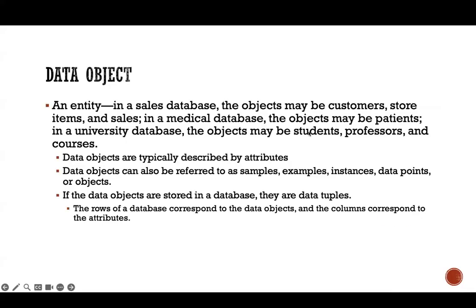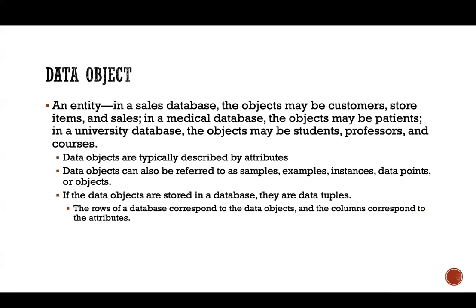I'll start with data object. It's an entity. So it could be a customer, for example, it could be store items, it could be sales within, let's say, a retail organization. In healthcare, it could be patient name. In a university database, it could be students, professors. So this is a data object.